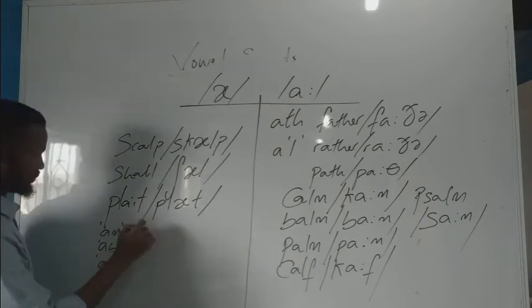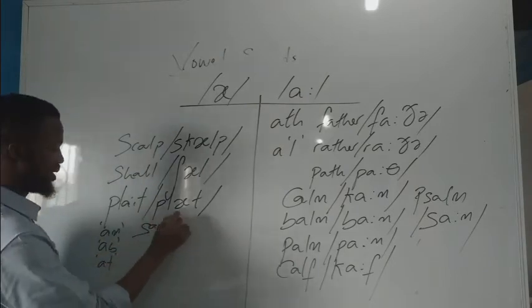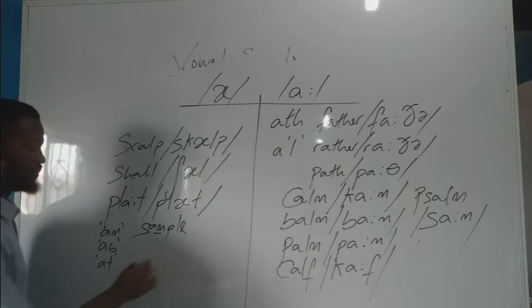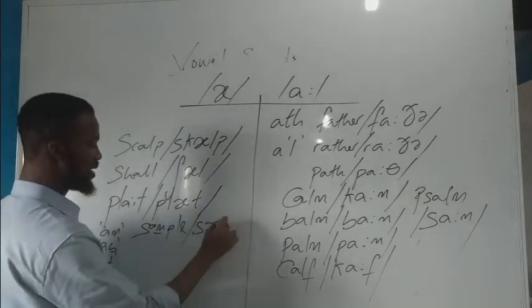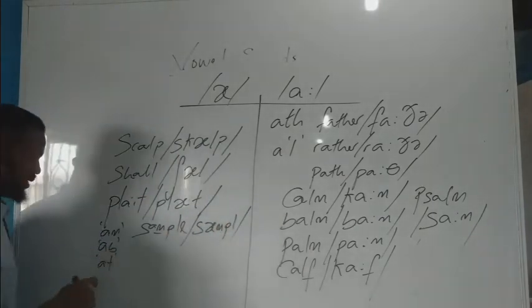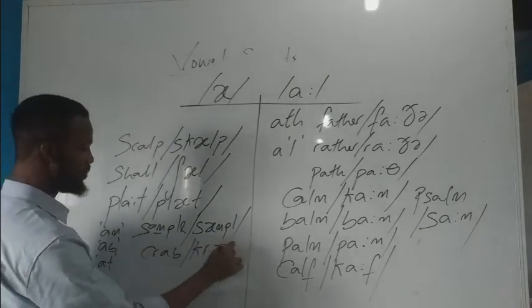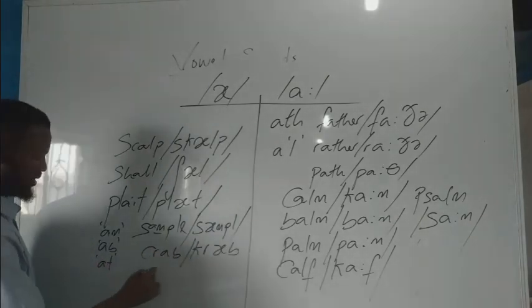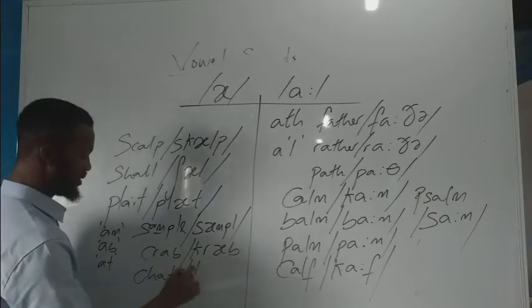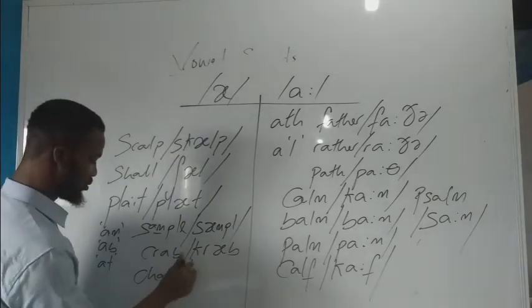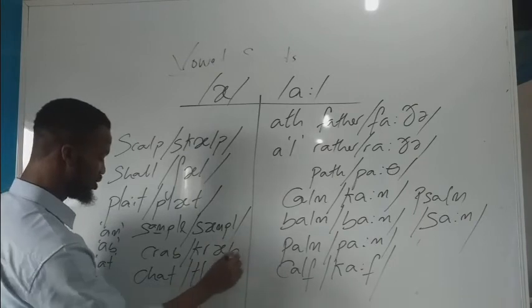If I have sample, for example, the AM, this is pronounced as sample. Look at this, AB. If I have CRAB, this is going to be short, crab. If I have CHAT, this is automatically short. This is called chat. Chat.